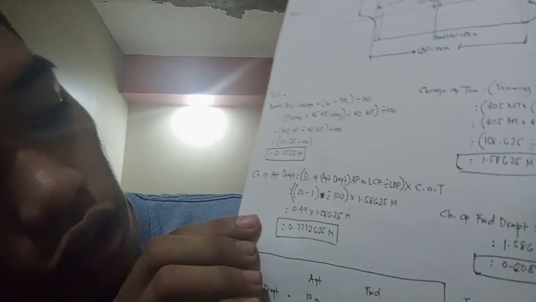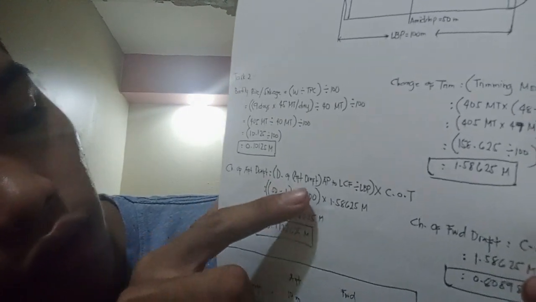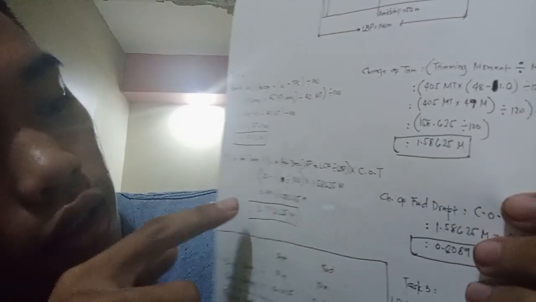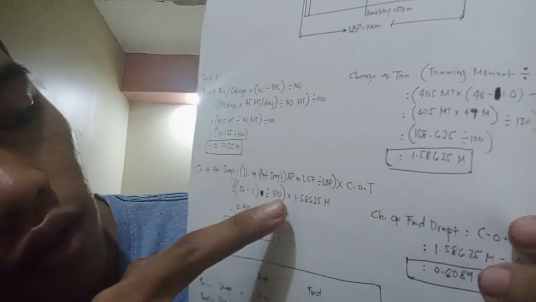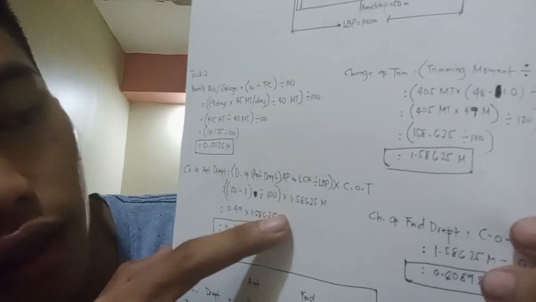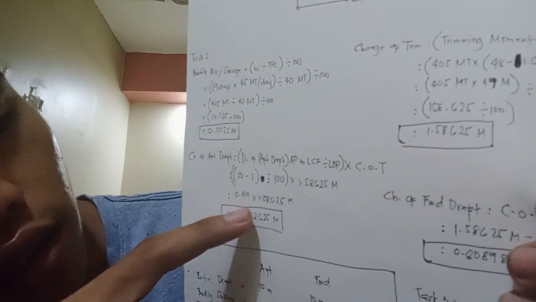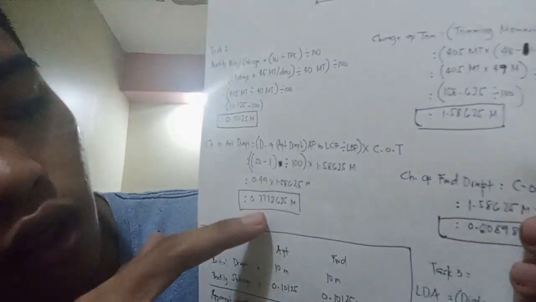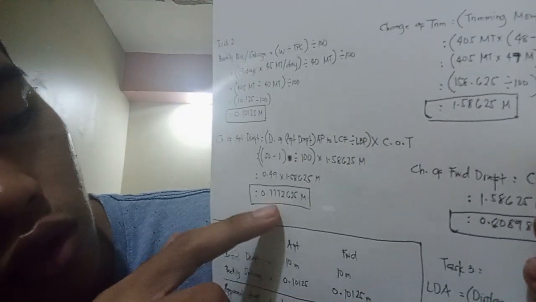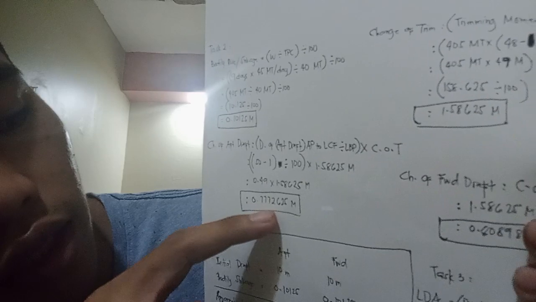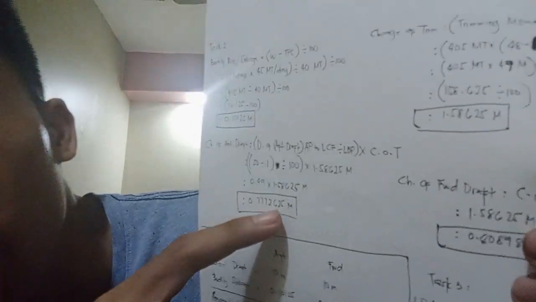And in getting the change of draft. Change of draft is the distance of EP to LCF divided by LBP times the change of trim. So the distance of EP to LCF, 50 minus 1, divided by 100, and it is multiplied by the change of trim. So we get 0.49 times 1.58625 meters, and the equivalent is this. This is the final result: 0.77772625 meter.